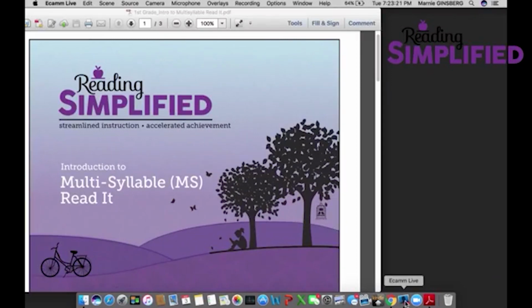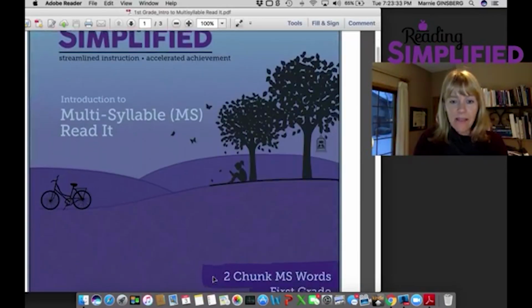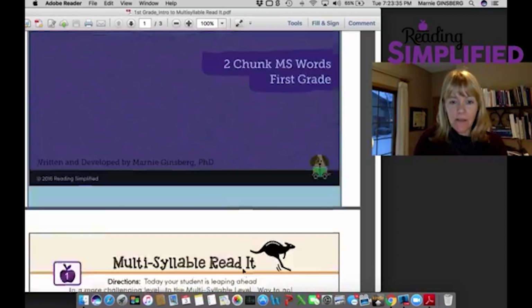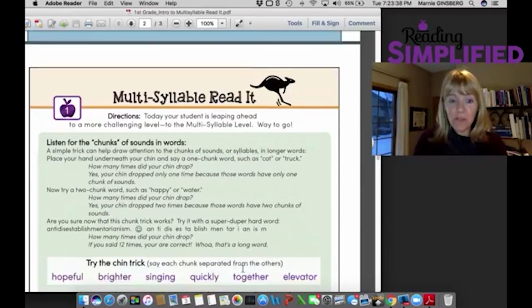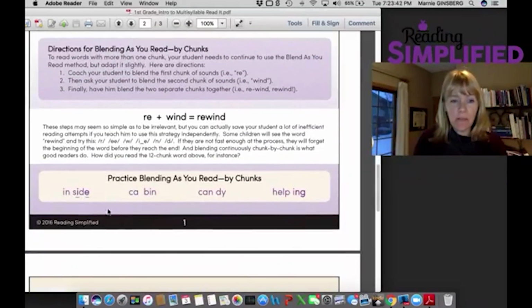This is the multisyllable read it. There I am. Hello. Introductory packet. And the first time you're introducing this, you coach them through how to do it. And so notice here, down here at the bottom, you have the words broken up by chunks, inside and cabin. So this is the early stage of coaching them through this process.